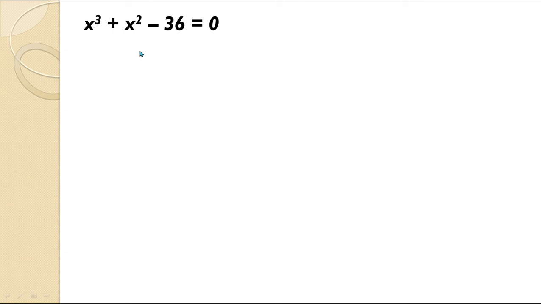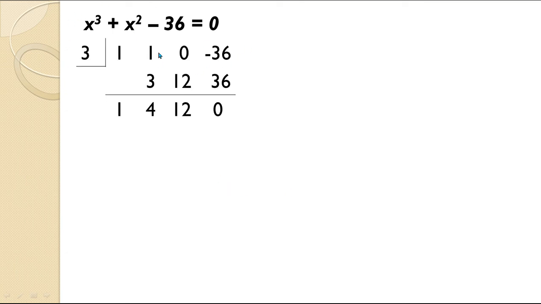So, using itong final na equation, use the synthetic division. So, 3. Exponent 3 ay 1. Exponent ng 2 ay 1. And wala yung exponent ng 1. So, may missing term, so replace 0. And the constant is negative 36. Bring down 1. 1 times 3 is 3. Then add, so 4. 4 times 3 is 12. Then add is 12. 12 times 3 is 36. And add is 0. So, 0 ang ating remainder. Therefore, the answer is 3.